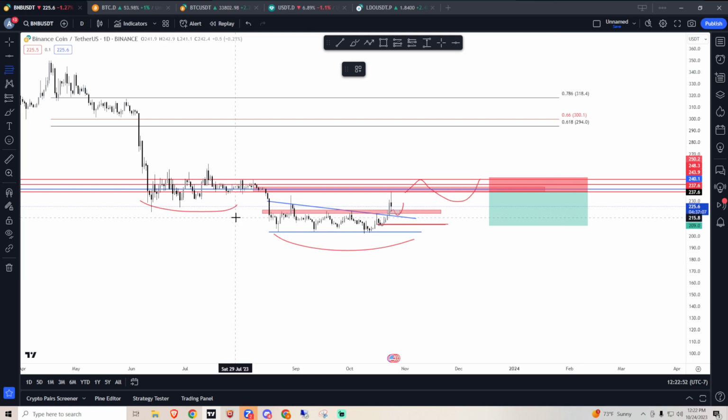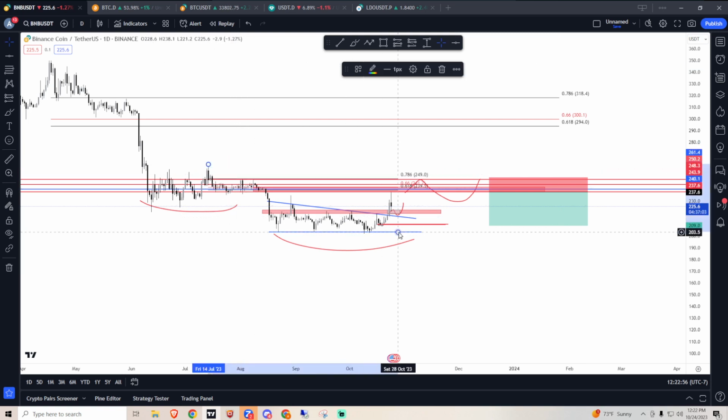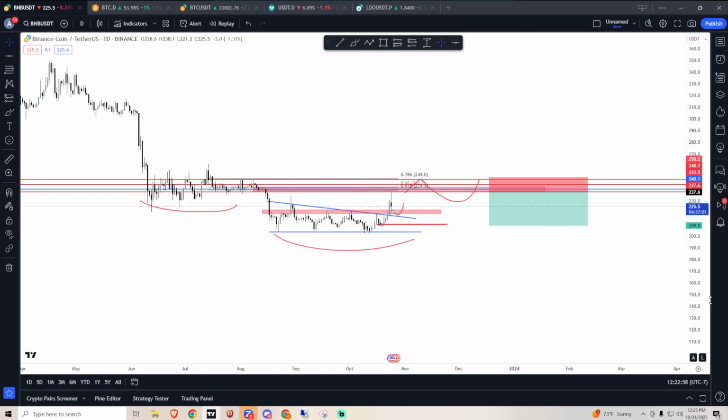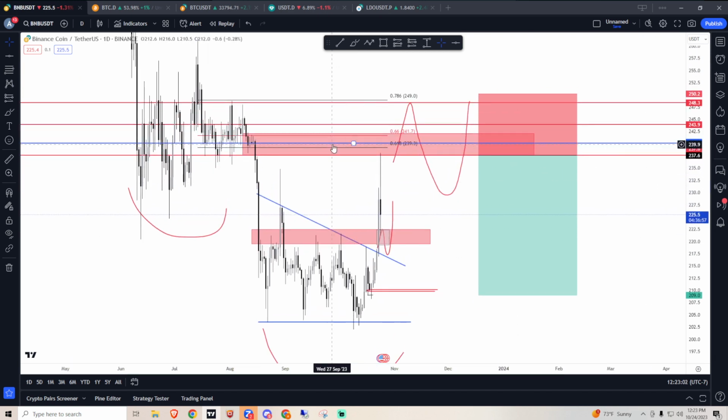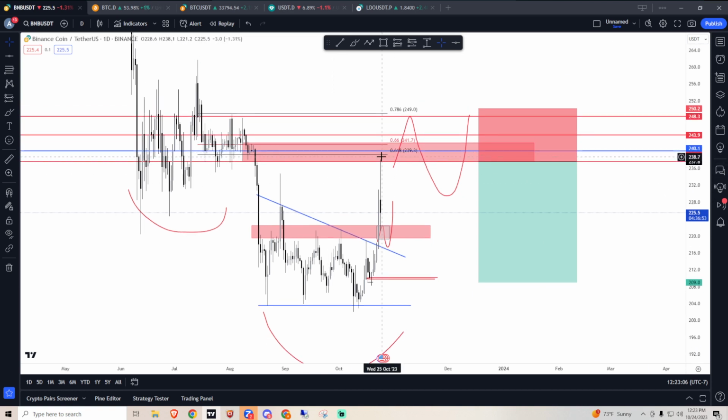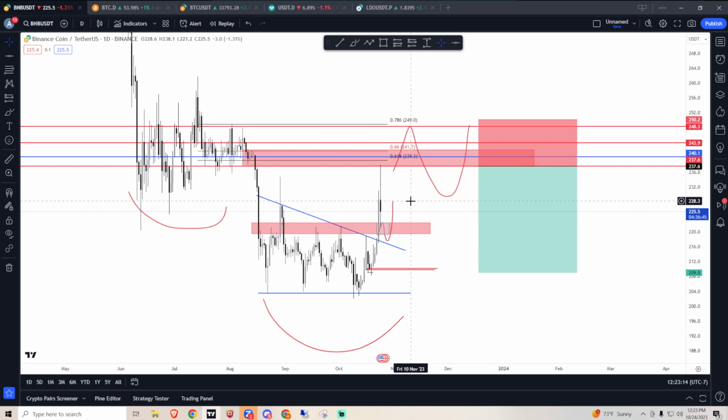I only use the golden pocket and the 786. All right, let's remove these. Okay, now we have extra confluence of the golden pocket. Right, so this tells me that this short's going to be pretty strong. We should reject from this area. So now I have three confluences that this trade setup might be good.